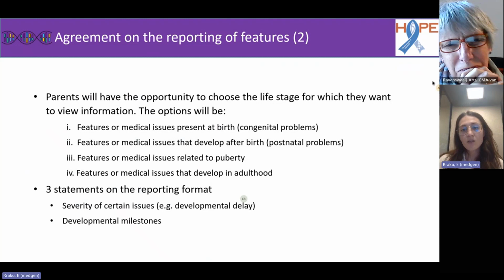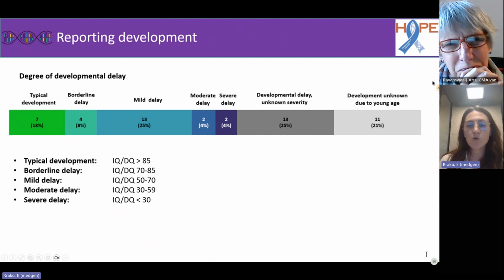And at last, we also had 3 statements on the reporting format of certain features. So how we should present, for example, the severity of developmental delay, or the age at which children reach their developmental milestones. And I will now quickly show you what the options are, actually what was agreed on.